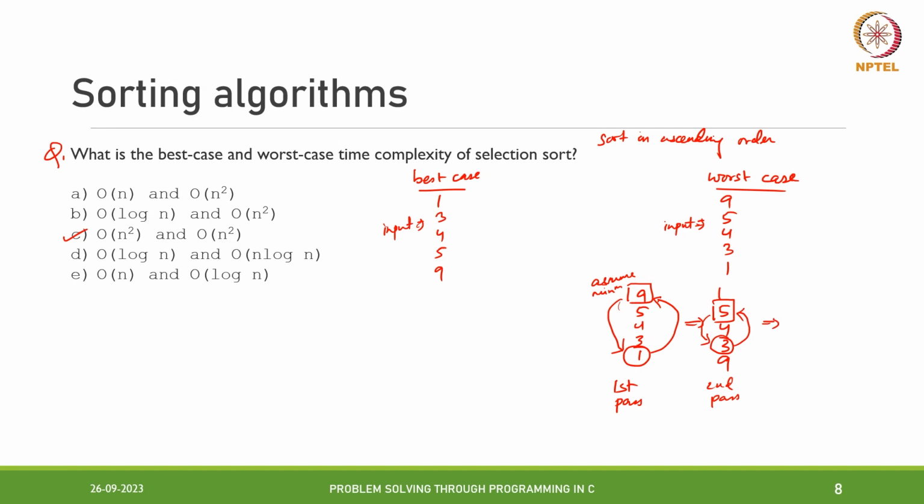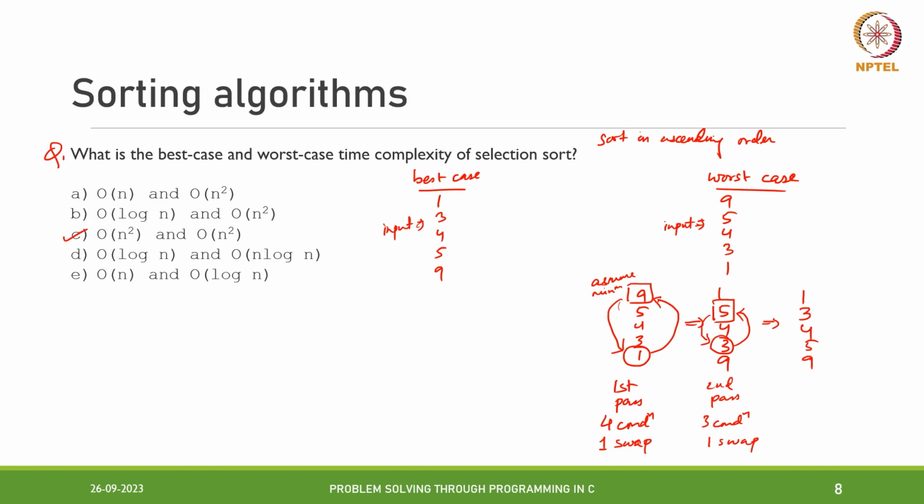Next, what did we do in this first one? How many comparisons did we have to do? We had to do 4 comparisons, so 4 conditionals, and 1 swap. Now in the second one, how many conditional checks? We compared 5 to 4 to 3 to 9 to find the minimum one. So 3 conditional checks and 1 swap. So now the array has become 1 3 4 5 9.